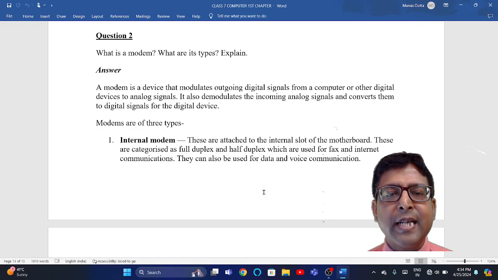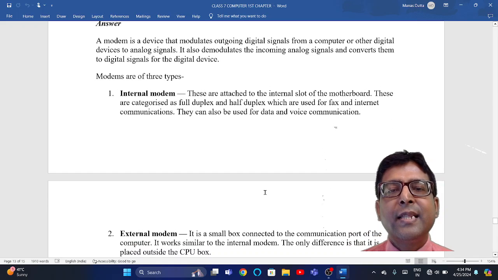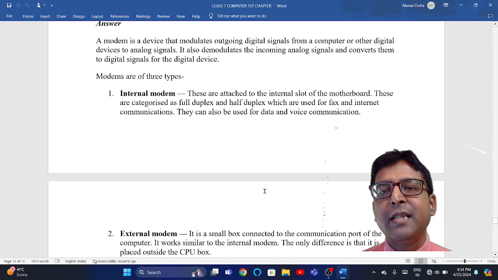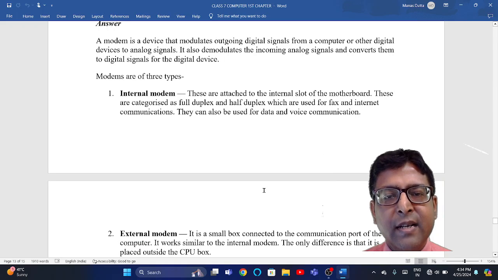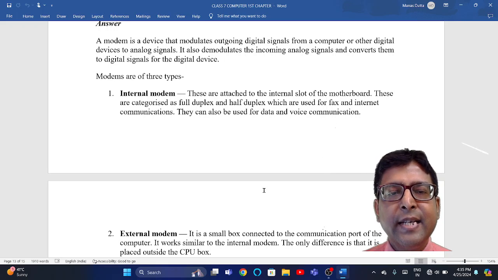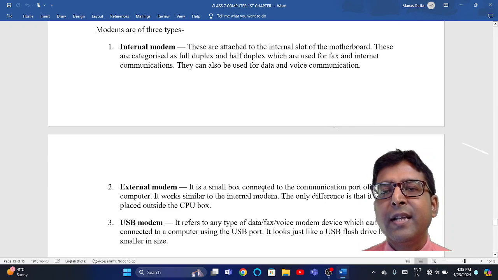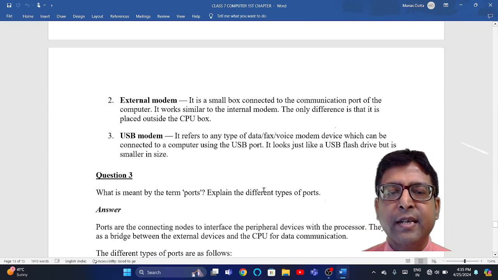Modems are of three types. One is the internal modem. These are attached to the internal slot of the motherboard. These are categorized as full duplex and half duplex, which are used for fax and internet communication. They can also be used for data and voice communication.